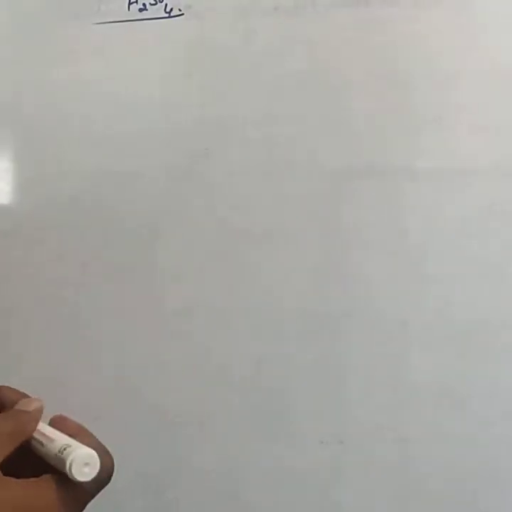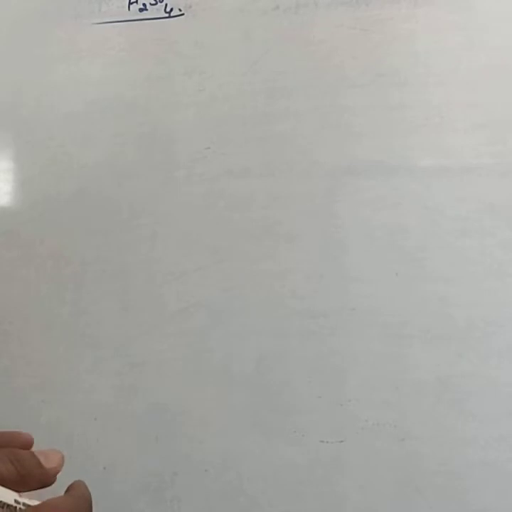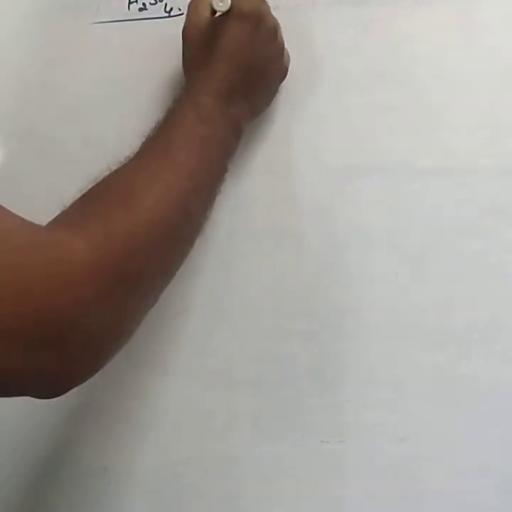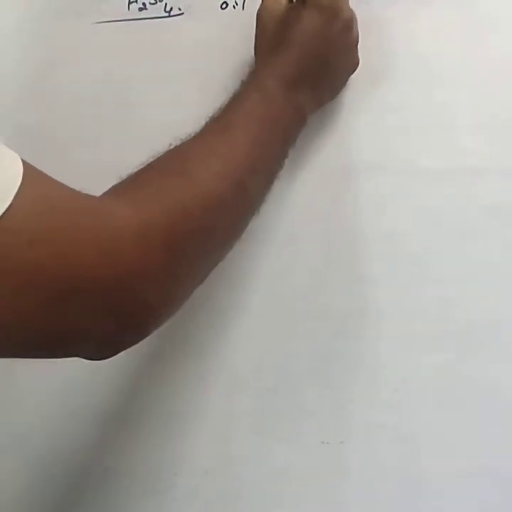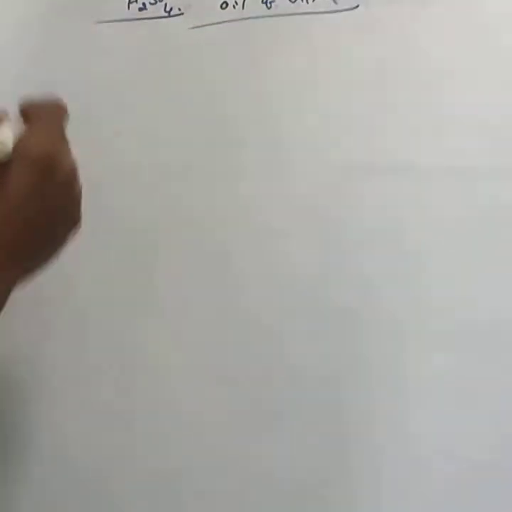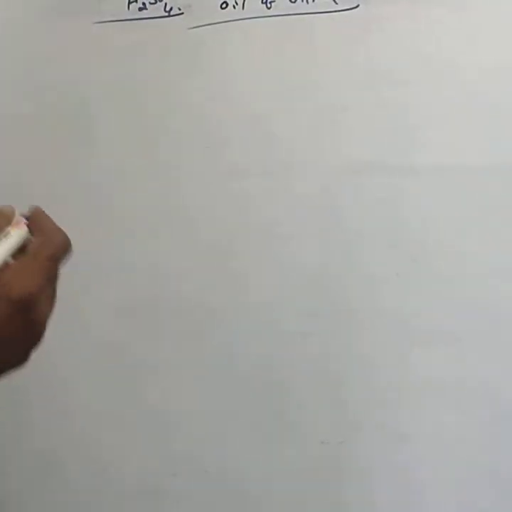Hello students, in the last class we discussed the sulfur dioxide preparation and its properties. In this class we discuss the next compound, sulphuric acid. Sulphuric acid is called the king of the chemicals, also called oil of vitriol.